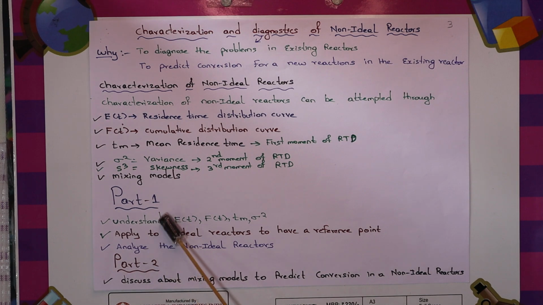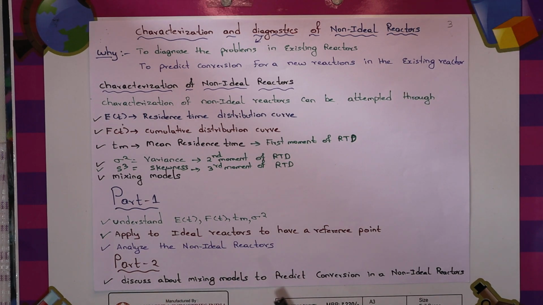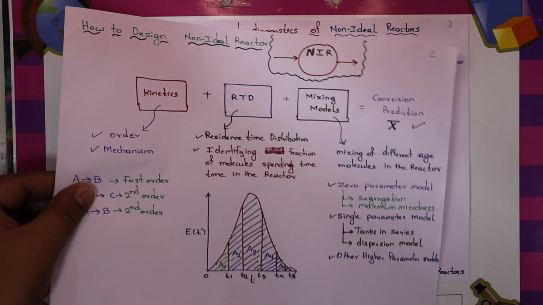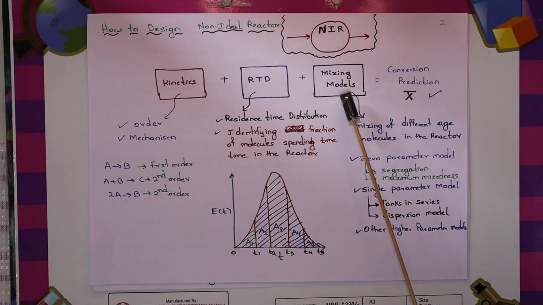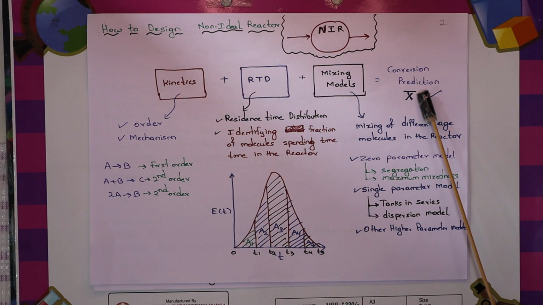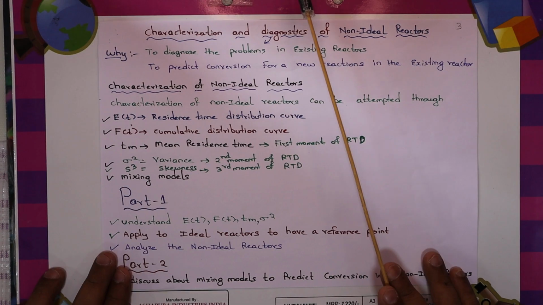In part 1, the initial part of the discussion, we apply this characterization to the ideal reactors. In part 2, we discuss predicting the conversion in non-ideal reactors. Initially we are discussing the RTD, and in part 2 we deal with the mixing models. Once you put all these things together, you can find out the conversion in a non-ideal reactor. This is how we are going to go ahead.